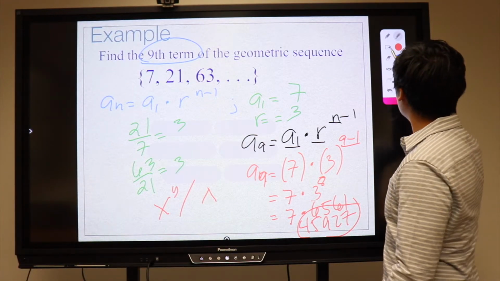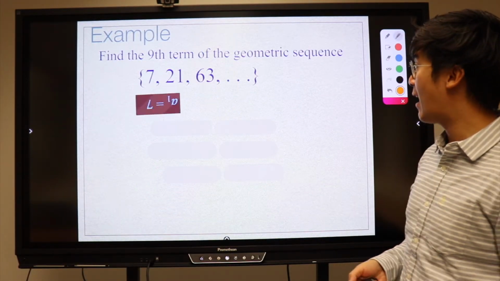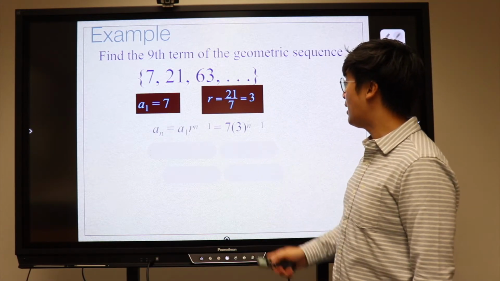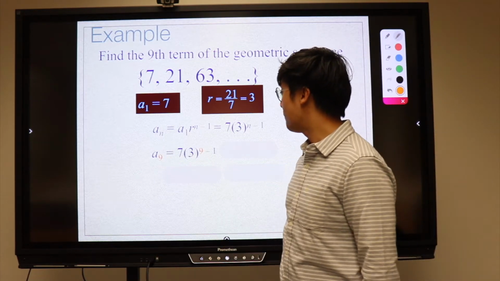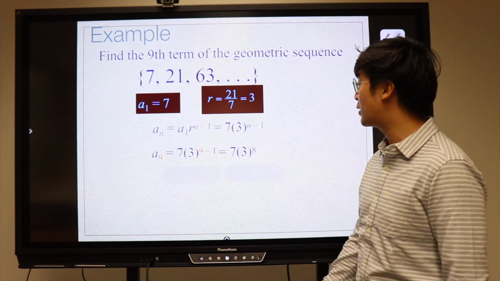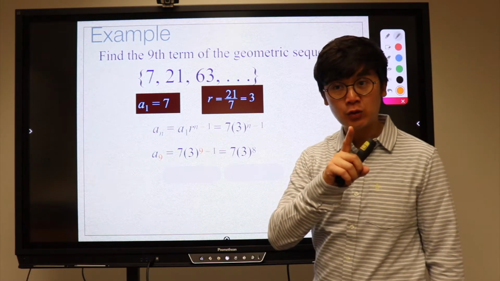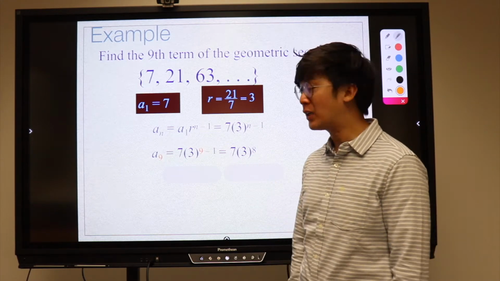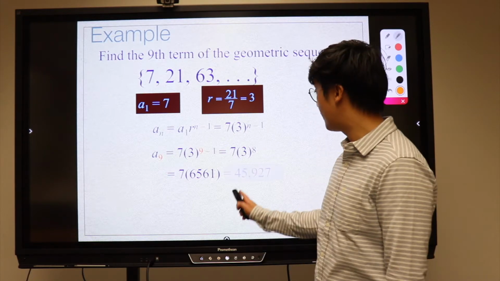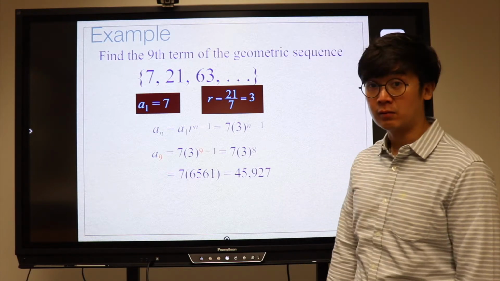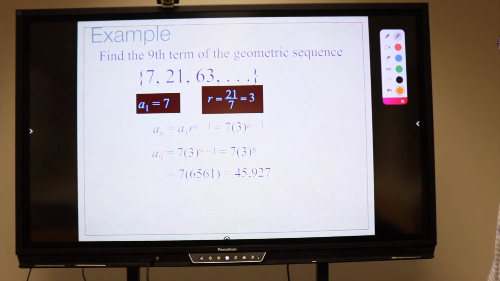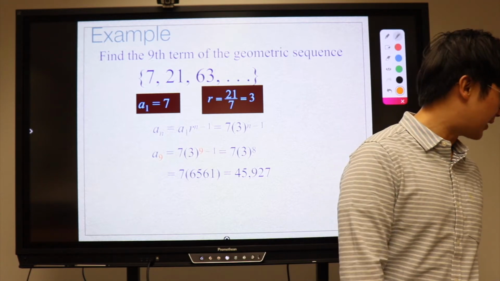So this is how we simplify this expression. We have the first term of 7. We have r of 3. Using the formula, we're going to find a sub 9. And we know that we are going to evaluate the exponent first. So we have 7 times 3 to the 8. The challenge is to use your calculator to produce 3 to the 8, and 3 to the 8 is equal to 6561. And you multiply it by 7, so it is 45,927. And that's finding the 9th term of the sequence.